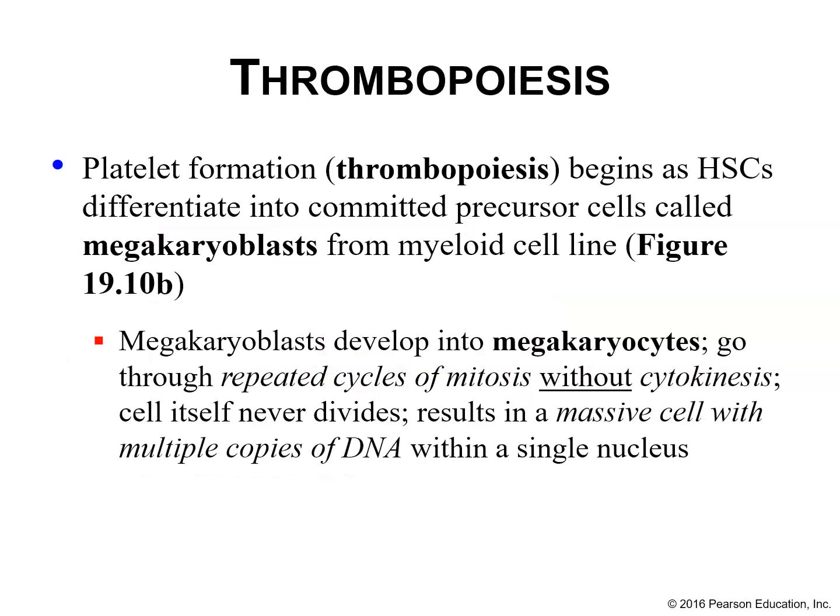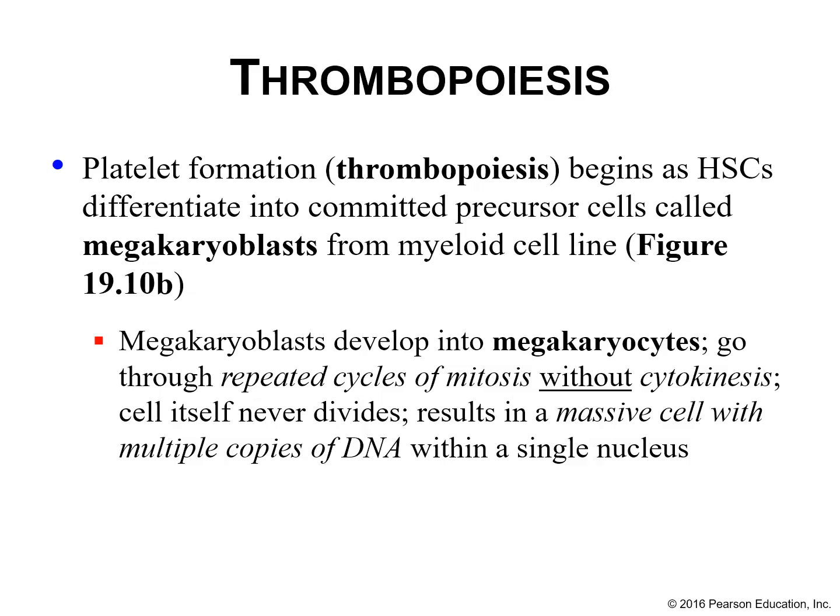So the formation of platelets is referred to as thrombopoiesis, because the other name for a platelet is a thrombocyte. So it begins as your hematopoietic stem cell differentiates into a converted precursor cell. Those are called megakaryoblast, and these originate from the myeloid cell line. Megakaryoblast then become megakaryocytes. Remember, mega means large, karyo refers to nuclear. Okay, so they go through repeated mitotic cycles without any cytokinesis. And remember, cytokinesis is the splitting of the cell membrane and the cytoplasm.